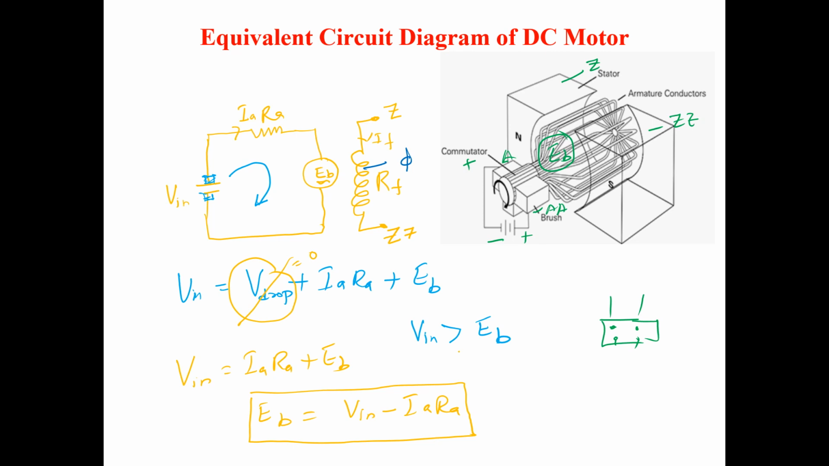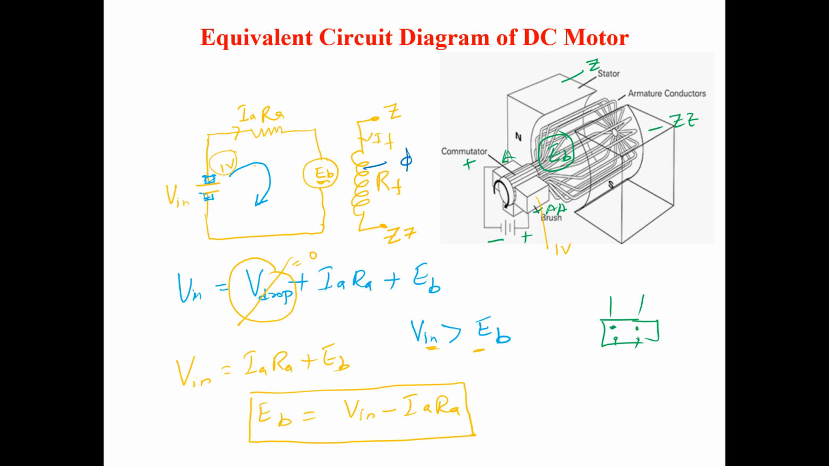That means this V in is always greater than EB because it is the source of energy. The energy which is given by this source, initially there will be some voltage drop across these carbon brushes, that is 1 volt per brush, as we have already studied in our course, commutation. 1 volt per brush, so then we have 2 volt.